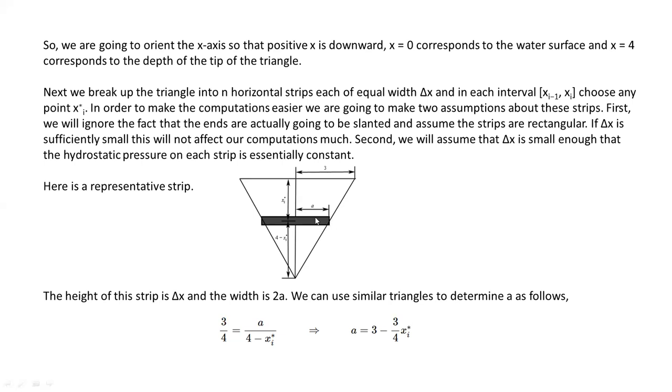And as such, the area that we're computing would be closely, if not equal to the area of a rectangle. Now, the second assumption that we will make is that delta x is small enough that the hydrostatic pressure on each strip is essentially constant. If we make this small enough, the hydrostatic pressure on each of the strips will be essentially constant.